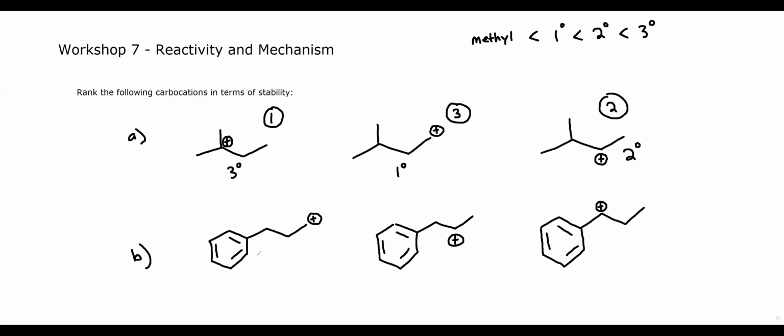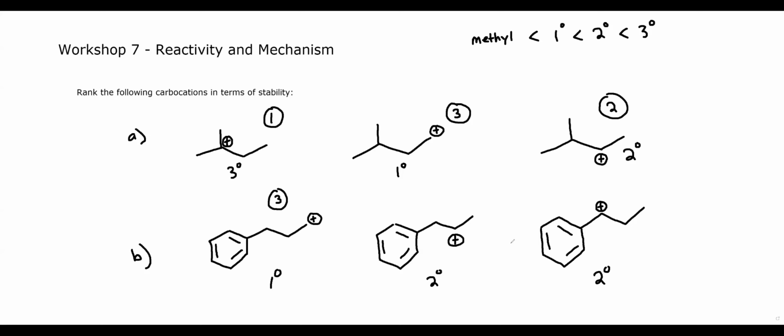Okay, now for B, we have something similar. We have a primary carbocation here. We have a secondary carbocation here. And we have a secondary carbocation here. Okay, so interesting. So the primary is going to be our least stable. Obviously, that primary will be number 3. That's the least stable. But which of the two secondary carbocations are more stable? Which one is more stable?